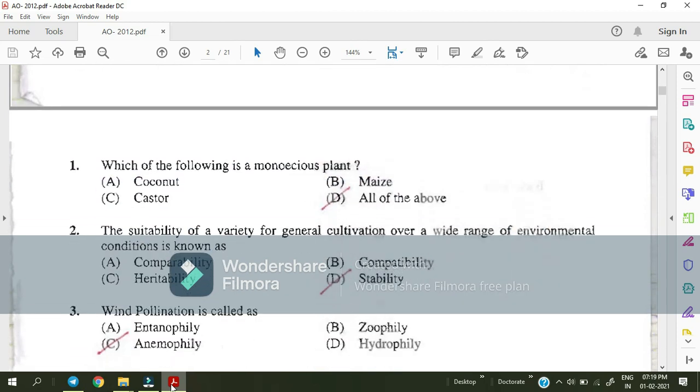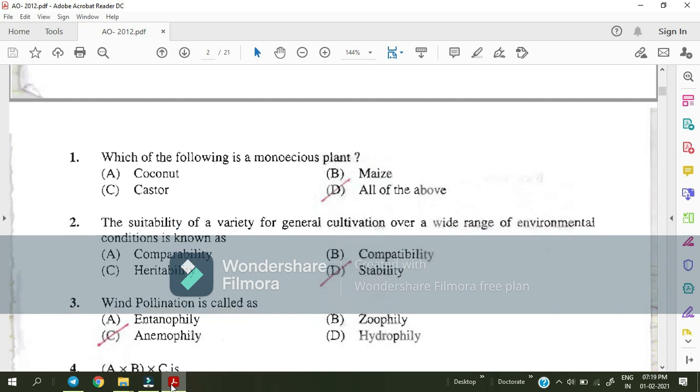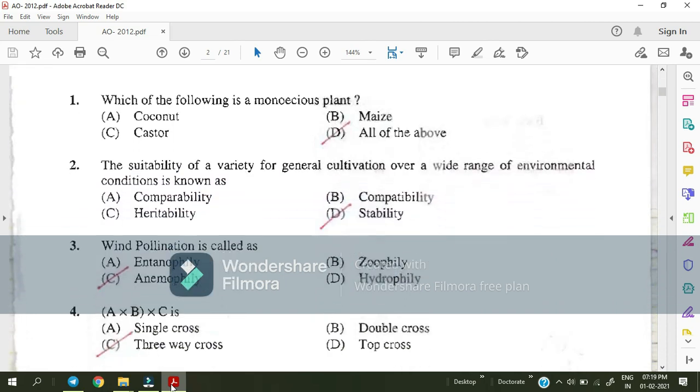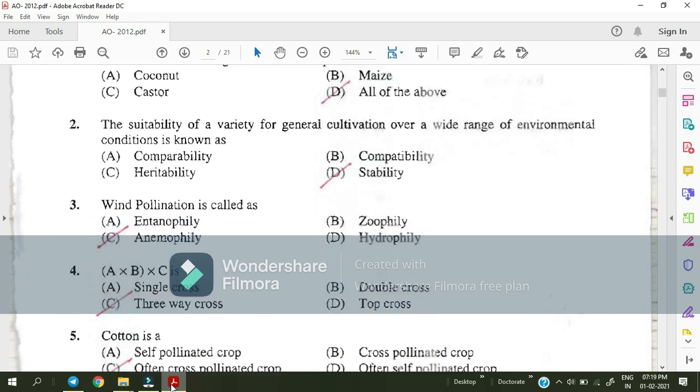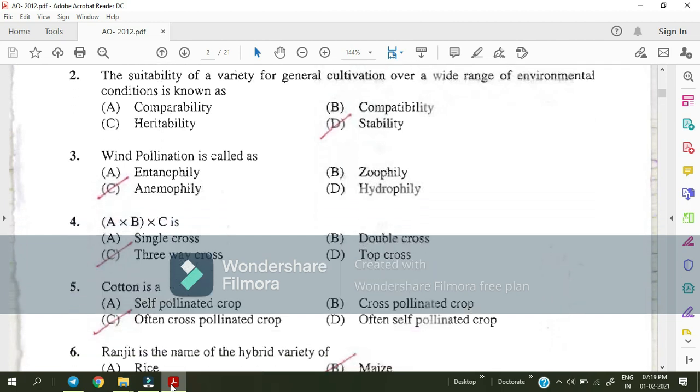Second question, the suitability of a variety for general cultivation over a wide range of environmental conditions is known as stability. Third question, pin pollination is called as anemophily. Pollination through insects, entomophily. Pollination through birds, zoophily. Pollination through water, hydrophily. Fourth question, A into B whole cross with C is called three-way cross.